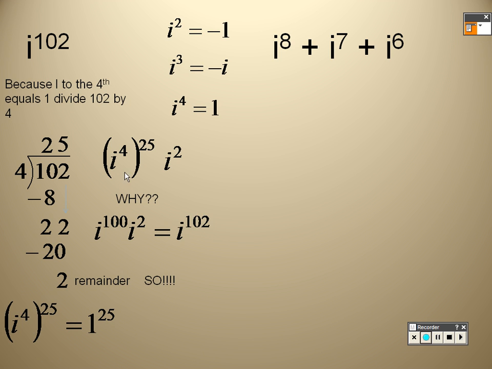It's like saying 1 to the 25th, which is just 1. So 1 times i squared is just i squared, and i squared we know is -1. So basically all of this is just -1.